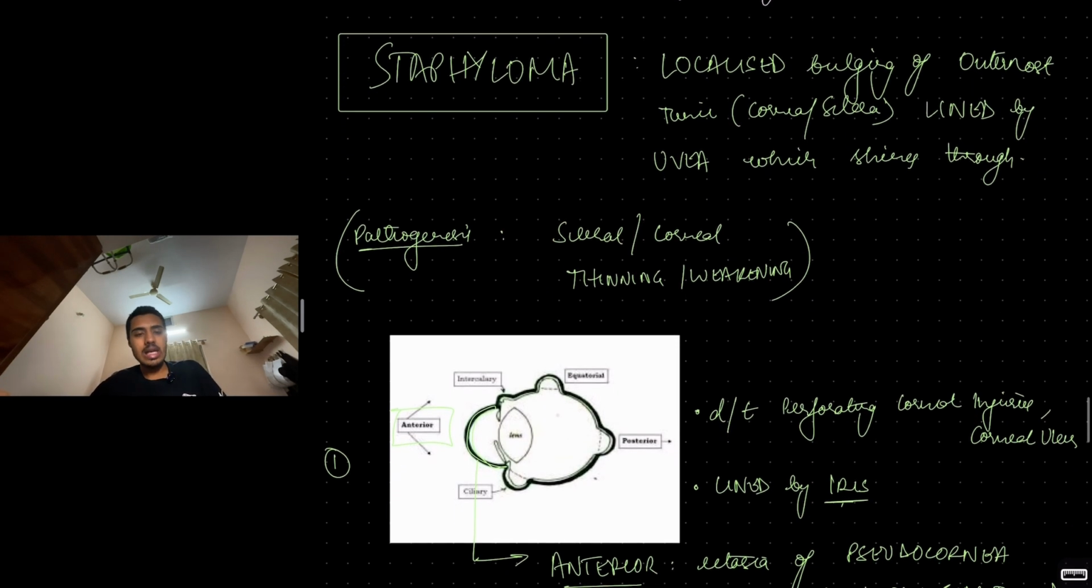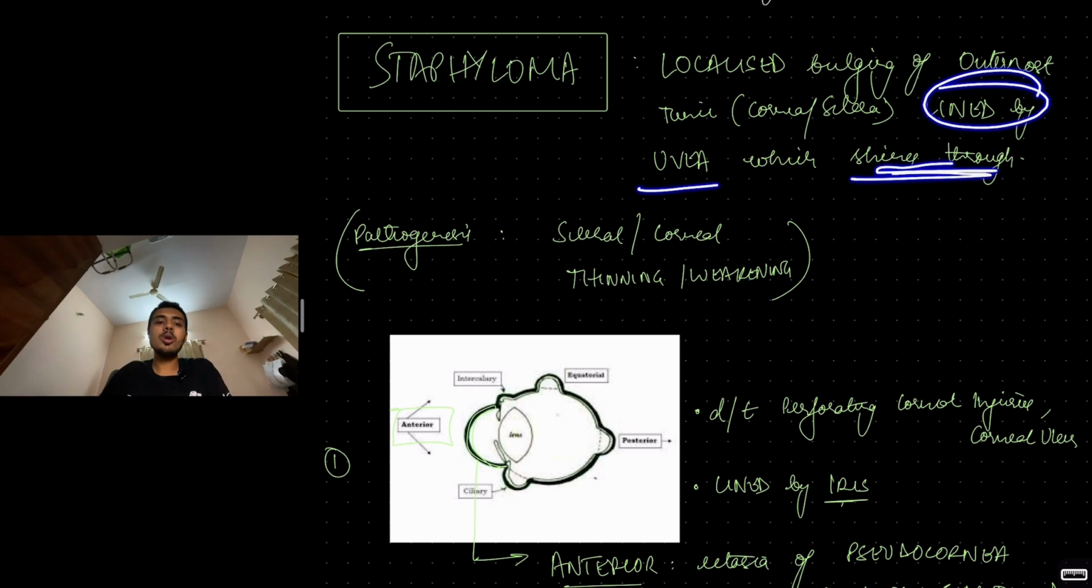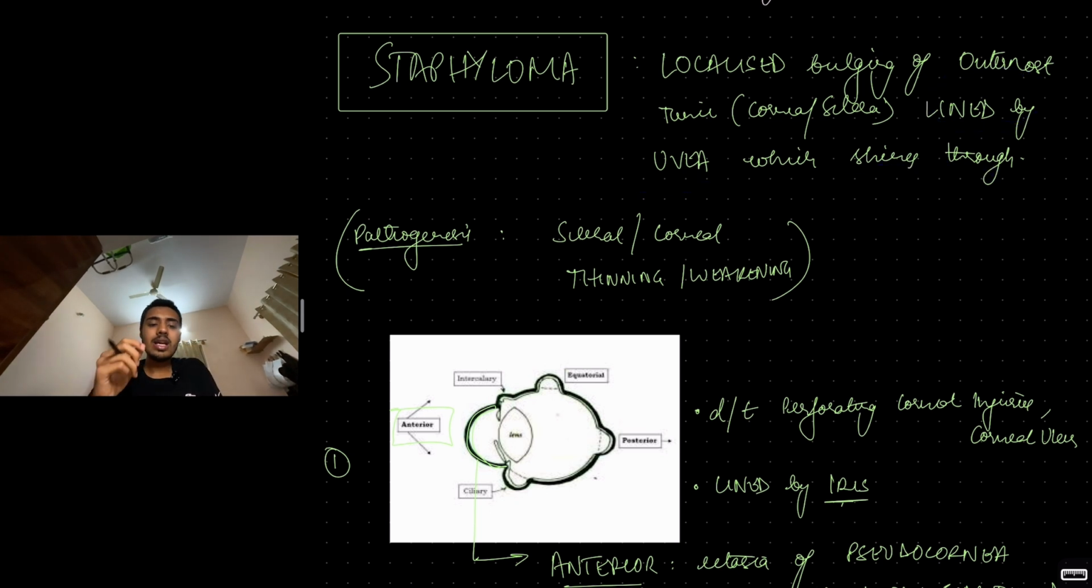What does scleral thinning lead to? Why do we do the surgical patch? To prevent the staphyloma. So staphyloma is a localized bulging of the outermost tunic of the eye, either the cornea or the sclera. And it is lined by the uvea which shines through. I told you, when there is scleral thinning, uvea shines through. If this thinned out sclera or cornea, because of the thinning and weakening, it will start bulging, because from inside pressure is there. This localized bulging lined by the uvea, that is known as staphyloma.